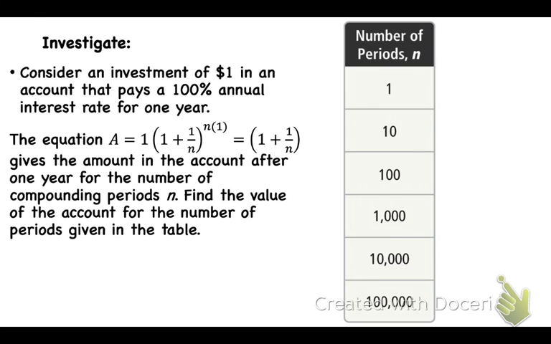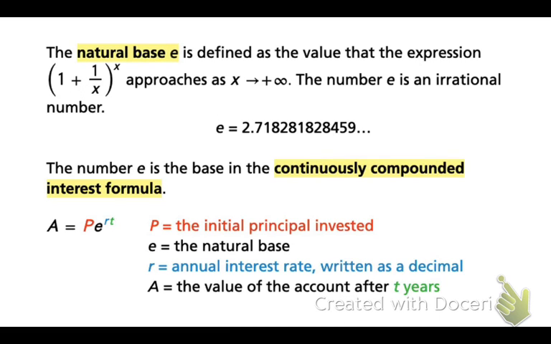Okay, now we need to know about continuously compounding. If something is compounding continuously, this is the name of the formula. A equals, and again, A of t. There's only one difference: P E to the RT.